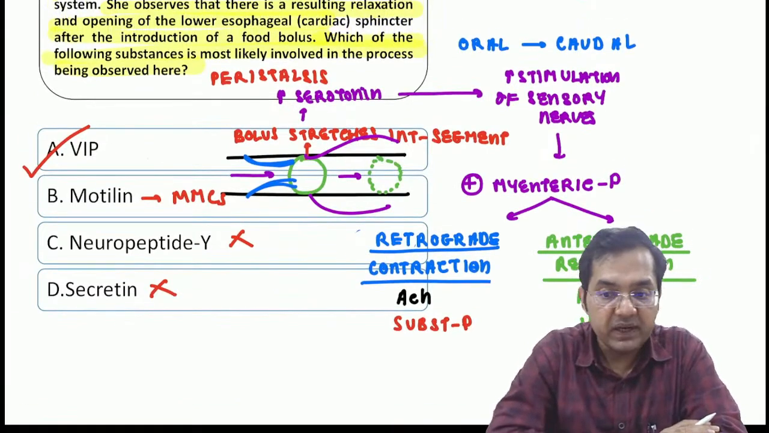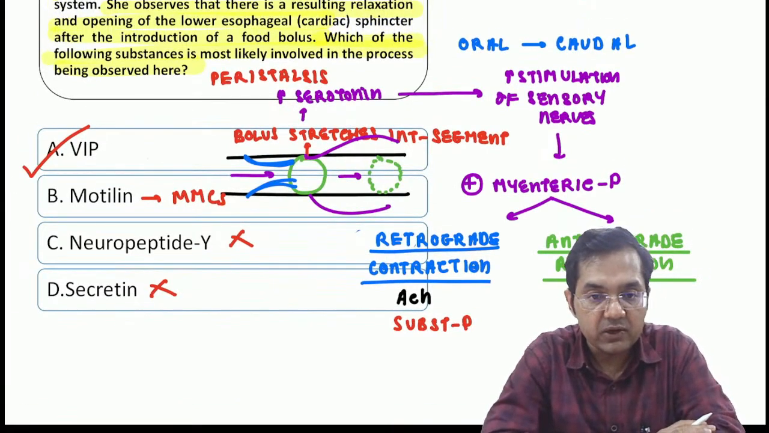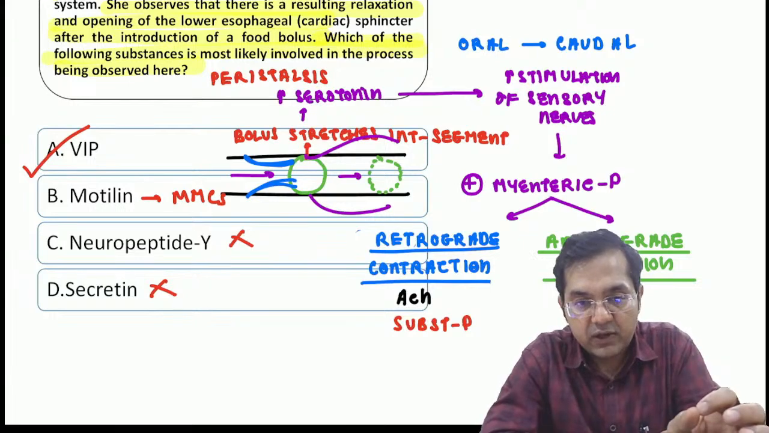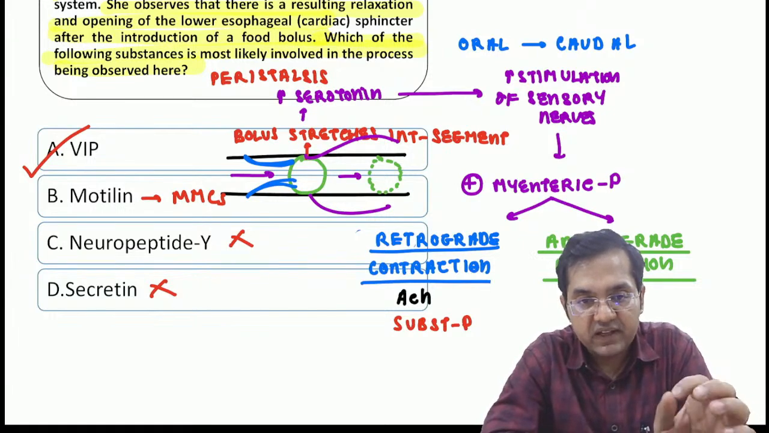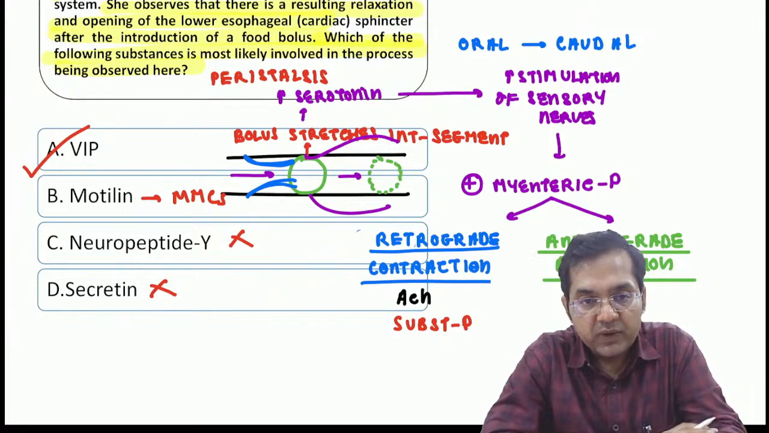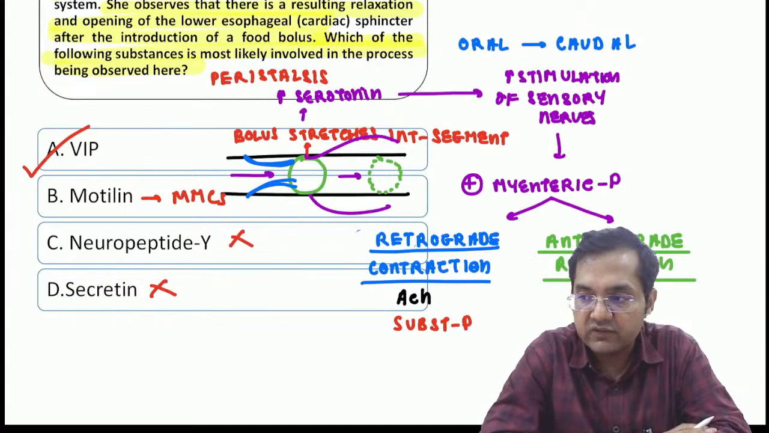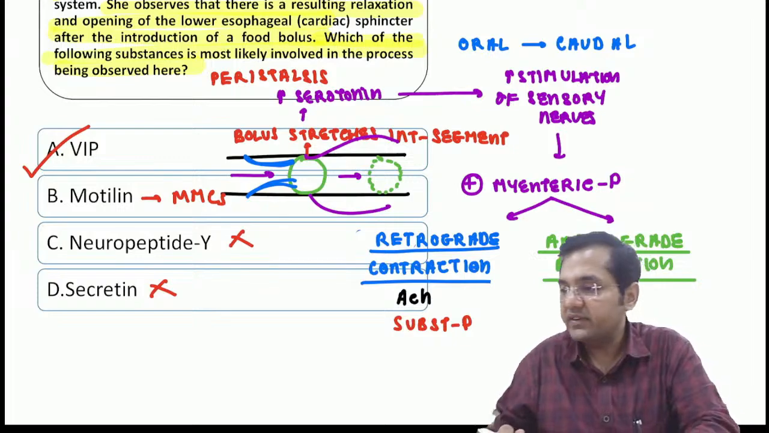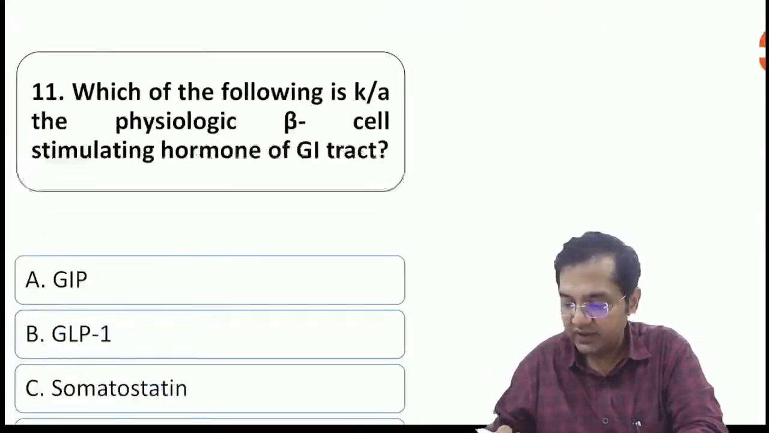Please remember, peristalsis does not require a spinal cord. Even if I cut the spinal cord of the animal, the peristalsis will still occur. Why? Because peristalsis occurs due to distension of the intestinal segment, right? It is a localized distension of the intestine. Yes, absolutely correct. Everyone is correct now.